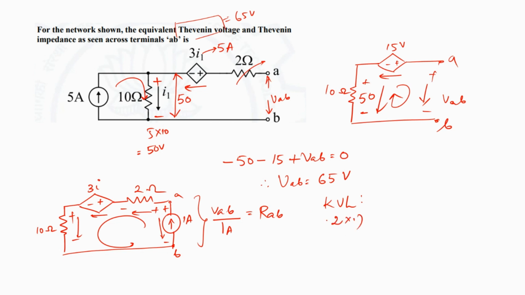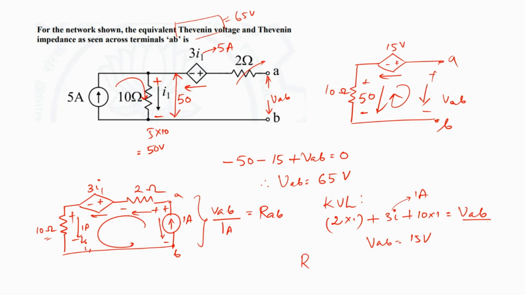2 into 1 amp, and this one is plus 3I, and this drop is plus 10 into 1 amp, and here I is nothing but 1 amp because we've considered the test source to be 1. Therefore the current flowing through 10 ohms is 1 amp, which is nothing but I1 in this case. So this put together minus VAB is equal to 0, and then we arrive at this equation. Therefore VAB is now equal to 15 volts.